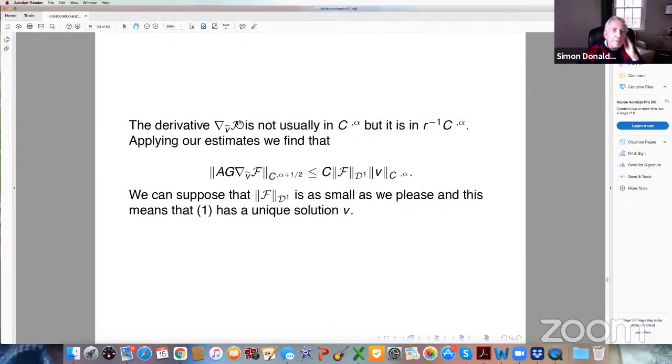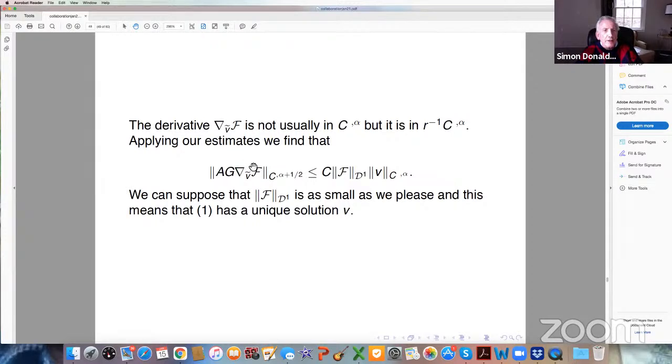So this f, remember, lies in this D space. So f is essentially things of order r to the half. So when I differentiate, I will get things essentially of order r to the minus a half. This one will not lie in our space C alpha, but it will lie in this weighted version, r to the -1 C alpha, that we mentioned before.